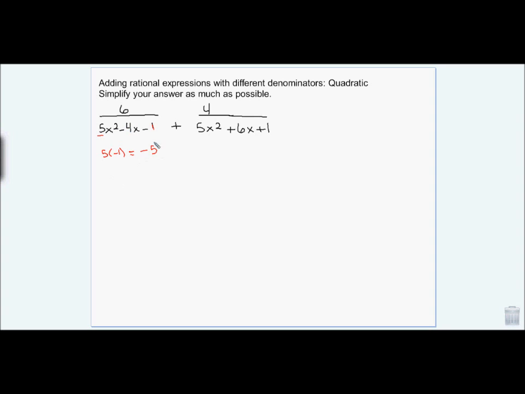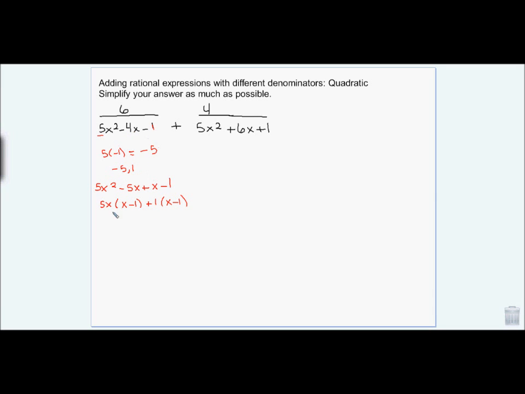I'm looking for factors of -5 that will give me a -4. If I multiply -5 times +1, I get -5, and if I add them, I get -4. Now I'm going to rewrite this as 5x squared minus 5x plus x minus 1. And the reason I did this is because this right here will replace the -4, and now I can factor by grouping. From 5x squared and 5x, I can take out a 5x, which leaves me with x minus 1. And from x minus 1, I can factor out a 1, which leaves me with x minus 1.